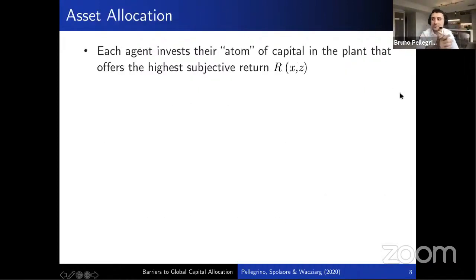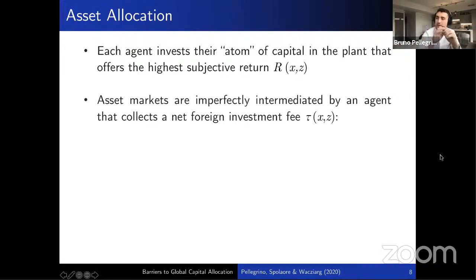Now, here's the interesting part, which is how these agents allocate their investments across different countries. The agents are atomistic, and so each agent invests their atom of capital in one plant located anywhere in the world, and they invest it in the plant that offers the highest subjective return. We call big R the subjective return, and notice that this big R is plant- and investor-specific, so it's an XZ variable. Now, why is this return subjective? It's subjective because asset markets are imperfectly intermediated by an agent that collects a net foreign investment fee, which we call tau, also variable at the XZ level.